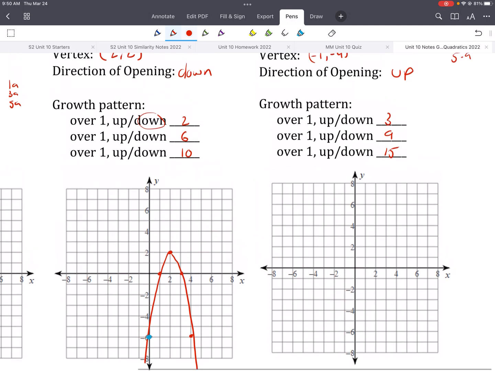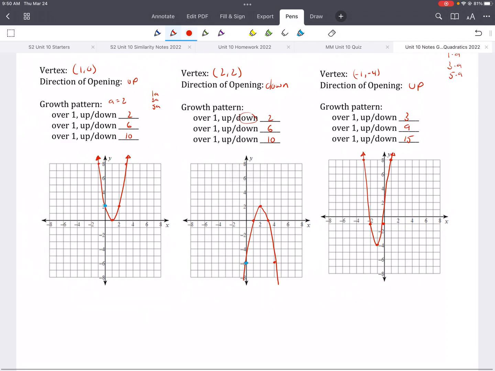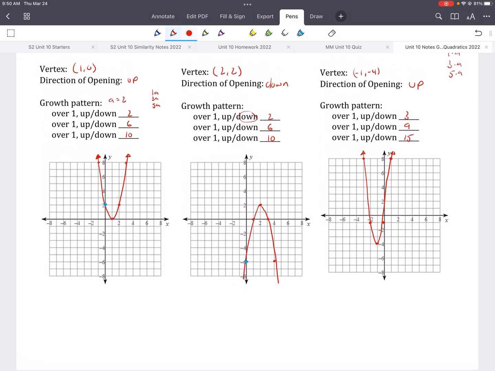So anyways, we're starting at -1, -4. We're going to go over 1, up 3, over 1, up 9 on both sides. So again, this is really stretched and skinny. It's vertically stretched by a factor of 3. And there you go. So that's what we covered today on your homework.